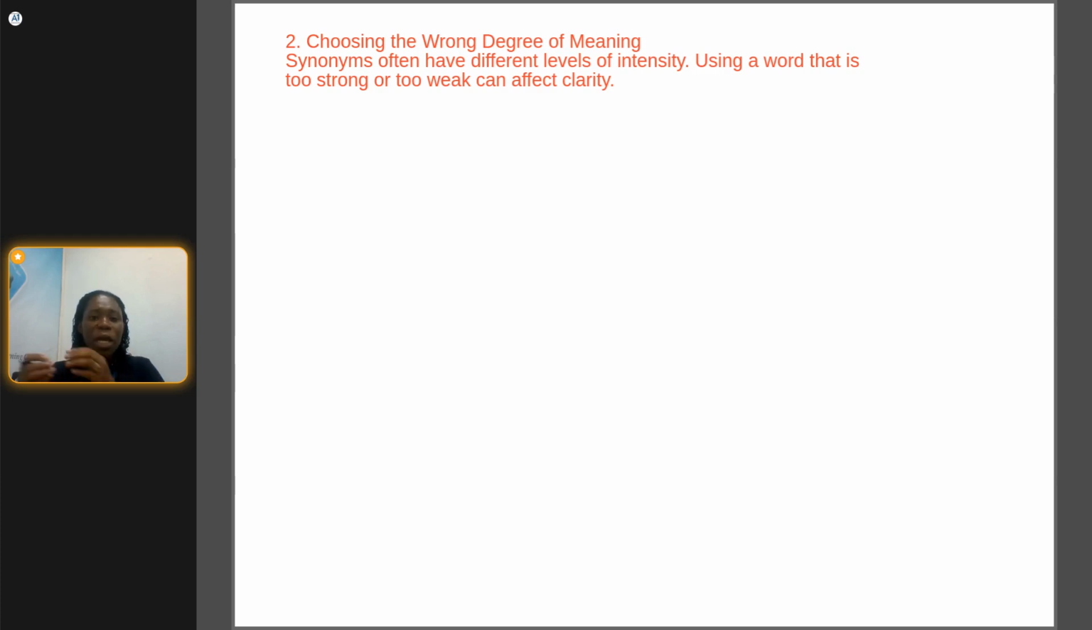When you need to use a weak word and you decide to use a strong word, the sentence would also not carry the meaning it should. So the sentence in itself will be incorrect. So when you talk about degree, you're talking about the levels of intensity. That means you can use a word that is either too strong or too weak as a synonym. For a synonym, you need to use the perfect word to pass across the meaning that you are trying to pass across. All right. So when you choose the wrong degree of meaning, just know that you are doing the wrong thing and it's a common mistake.